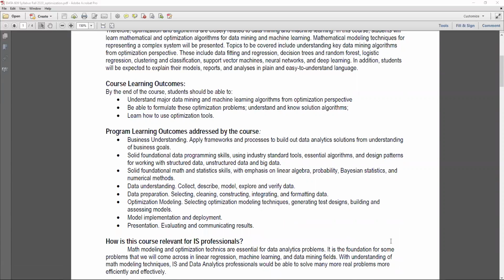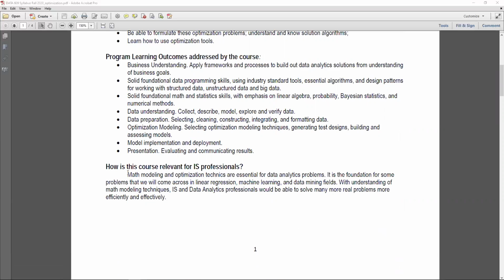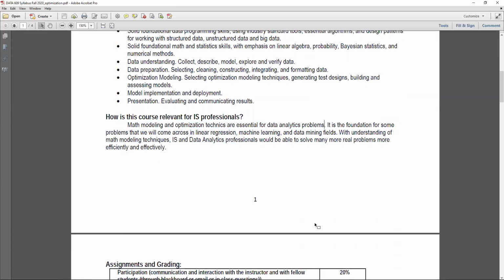And then, why do I think this is important? Why do the program curriculum and the program director think it's important? It's really that math modeling and optimization techniques are essential for data analytics problems. It is a foundation for some problems that we will come across in the future in our study in linear regression, machine learning, and data mining fields. So with an understanding of these math modeling techniques, you should be able to solve many more real problems more efficiently and effectively. So that's our rationale.